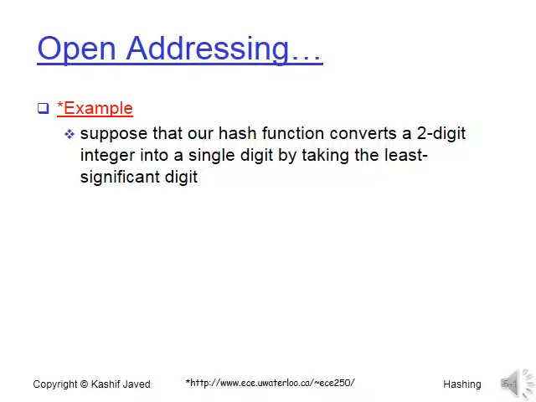Now let's take an example. Suppose that our hash function converts a two-digit integer input into a single-digit output by taking the least significant digit. The least significant digit is basically the rightmost digit. So that is the hash value the function will return.